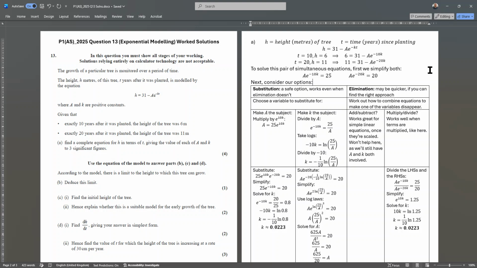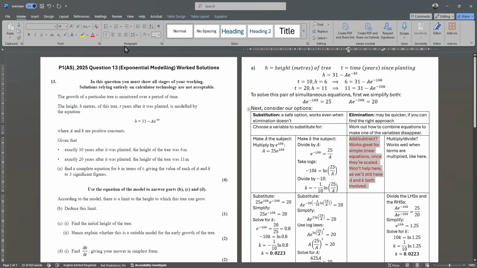We can either eliminate a variable through the classic adding or subtracting equations. If you've got 7x in one equation and minus 7x in the other equation, adding the two left-hand sides, for instance, might make all the x's disappear entirely. That's not going to work here. If you try adding the left-hand sides or subtracting the left-hand sides, you'll still have a involved, you'll still have k involved. So adding and subtracting, not going to work for us. We can rule that out as a possibility straight away.